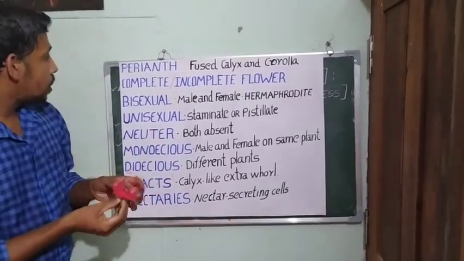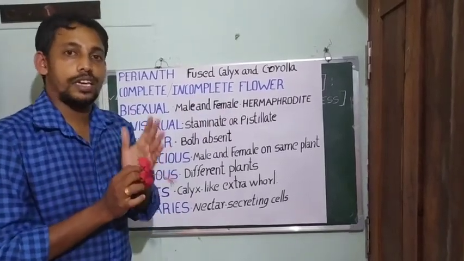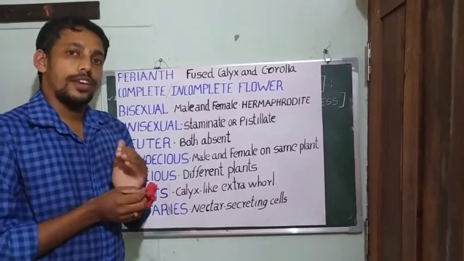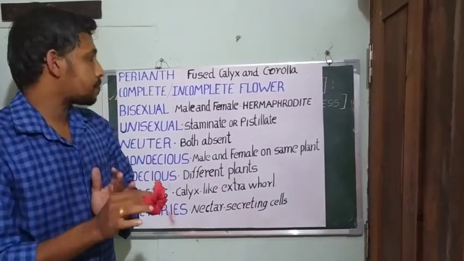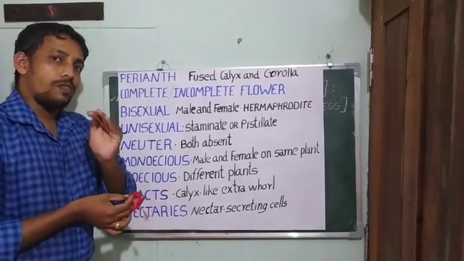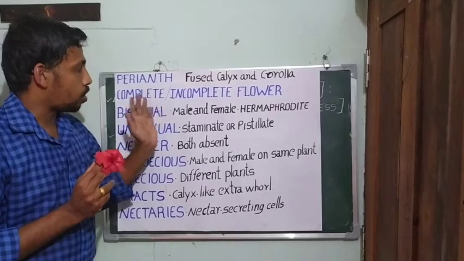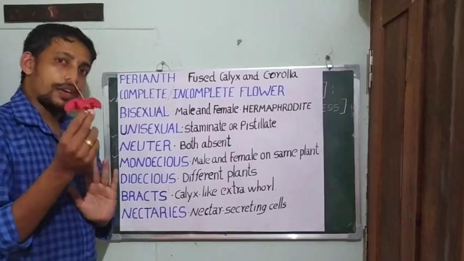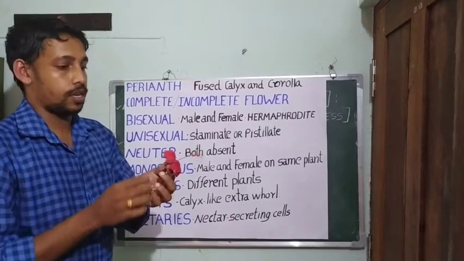Okay. Then complete and incomplete flower. I told you that there are 4 whorls present in a flower. So what are these 4 whorls? They are calyx, corolla, androecium and gynoecium. If these 4 whorls are present in a particular flower, that type of flower is known as what? Complete flower. If any one or more of these 4 whorls are not present, it is known as what? Incomplete flower.